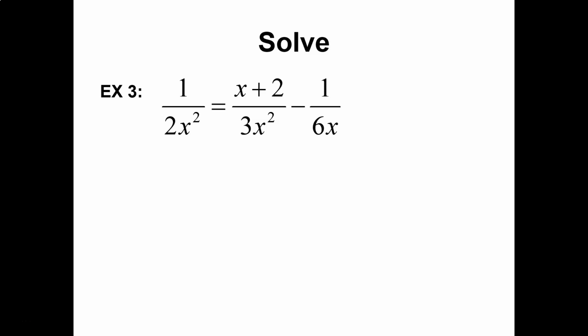Alright, so looking at this one, what should we use as our common denominator? 6x squared. Okay, so I need to multiply this first one by 3 on top and bottom. I need to multiply the second one by 2 on top and bottom. Make sure you put parentheses around your x plus 2. You have to multiply that entire numerator by 2.